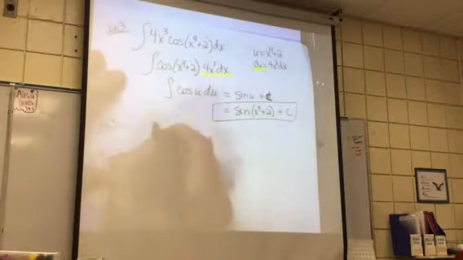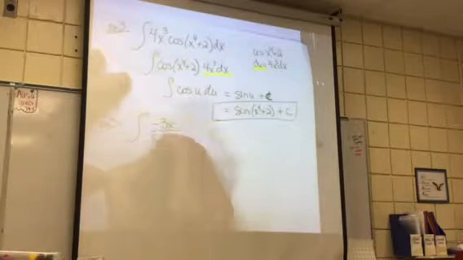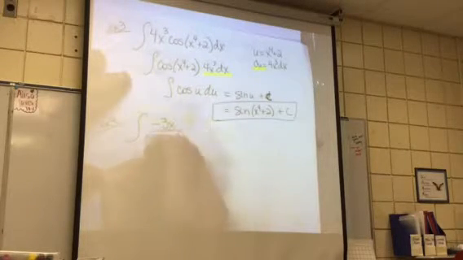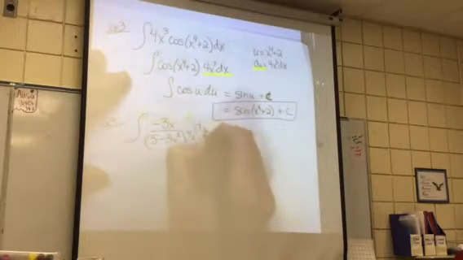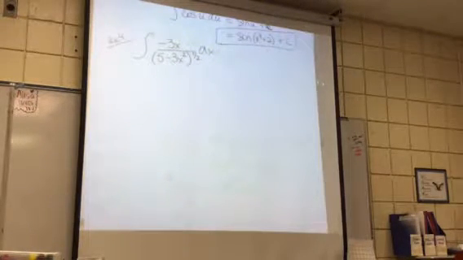Okay, so let's try another one. How about the integral of negative 3x over 5 minus 3x squared to the 1/2 dx. Is this one of my note card rules about integration? Absolutely not. That's so complicated. It's got exponents, even a negative exponent, division, all kinds of mess going on here.